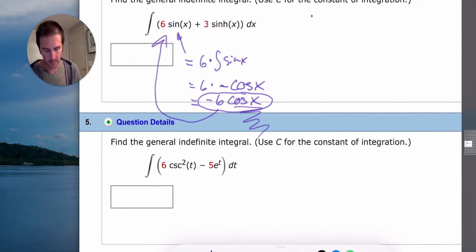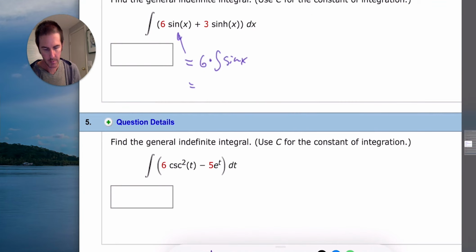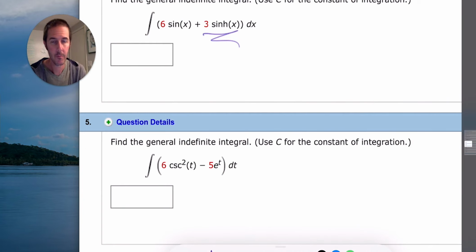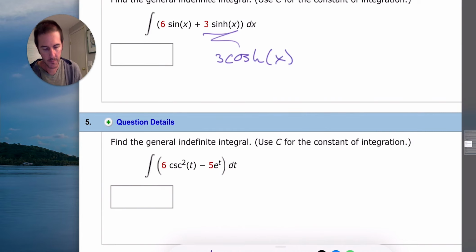Where's my back button? There it is. Get rid of all that. And then there's this hyperbolic sine function. Don't know. Checking my table. The integral of hyperbolic sine is hyperbolic cosine. Plus what we said previously for the integral of 6 sine x, and what goes at the very end that you're not going to forget.